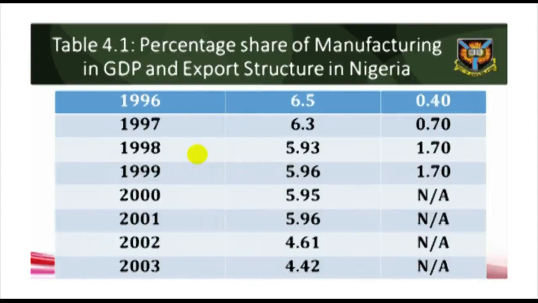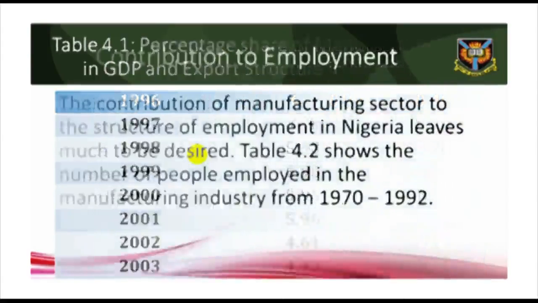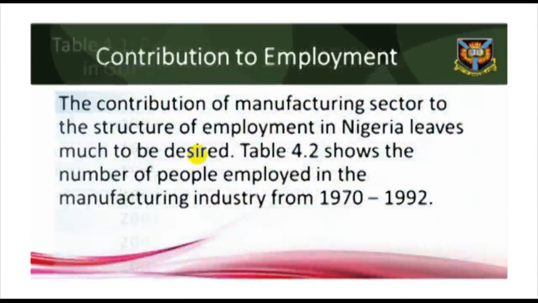1.7%. In year 2000, share in GDP stood at 5.95%. In 2001, share in GDP stood at 5.96%. In 2002 and 2003, it stood at 4.61% and 4.42% respectively. Source: Federal Office of Statistics and CBN.